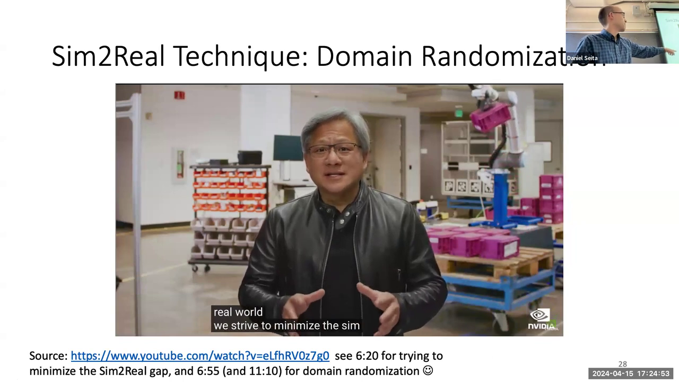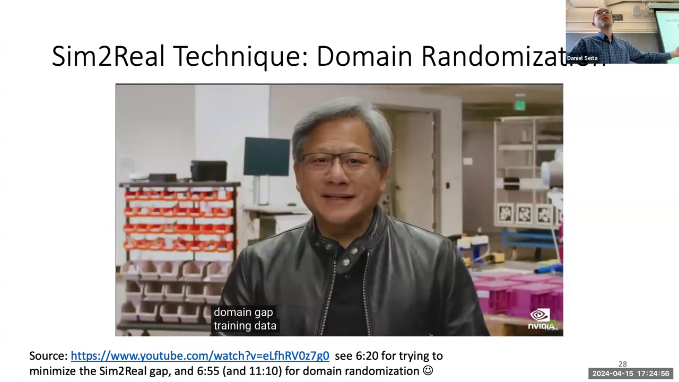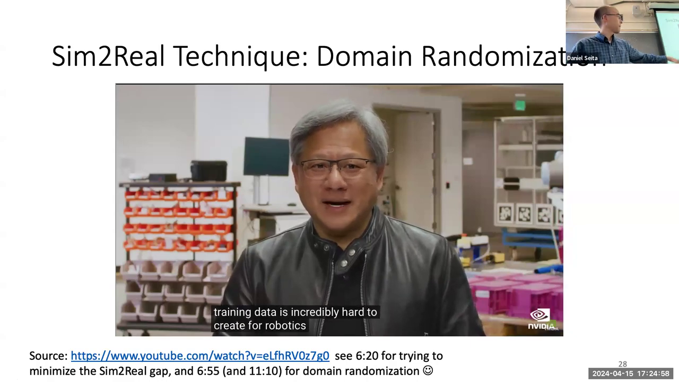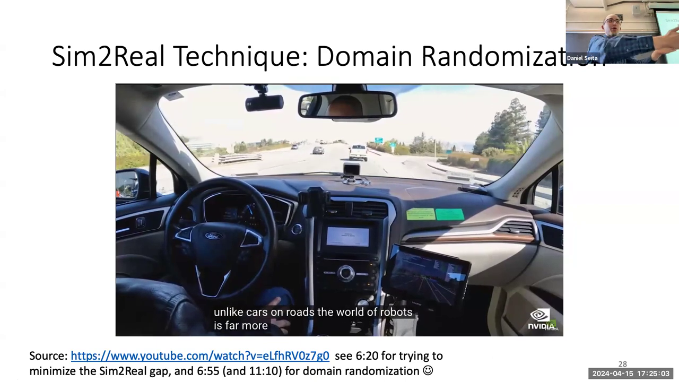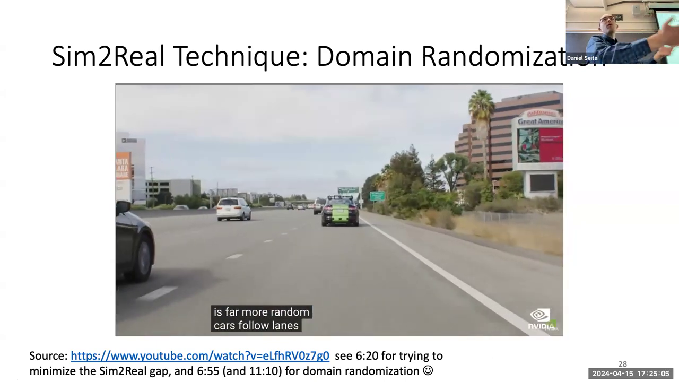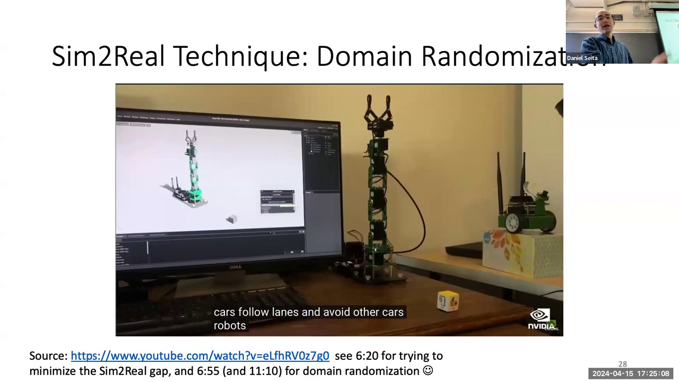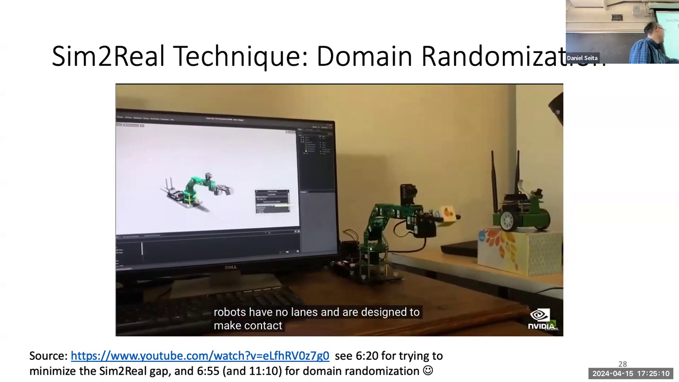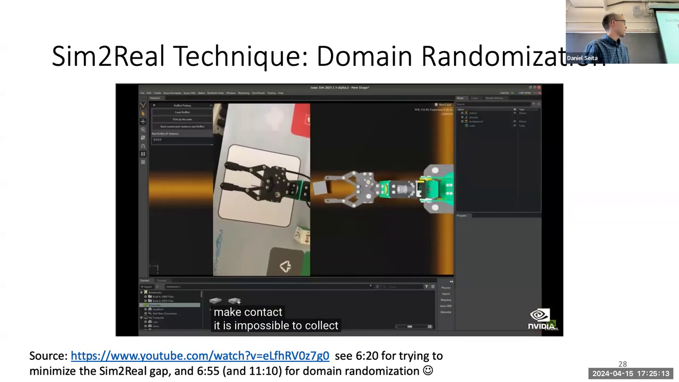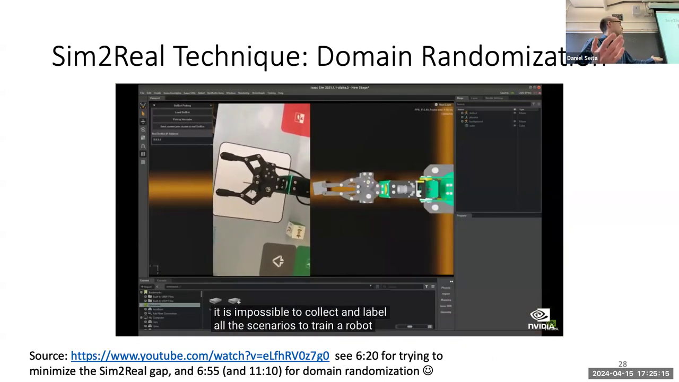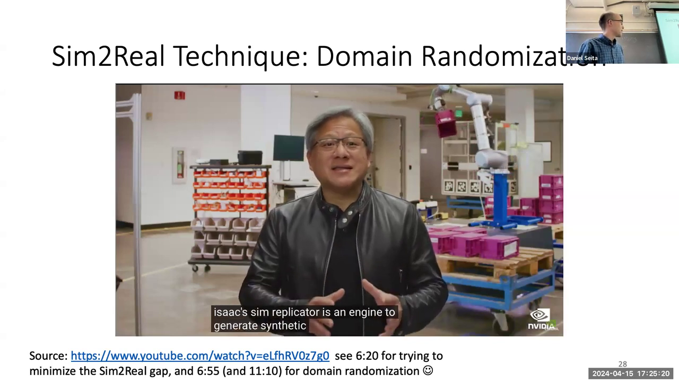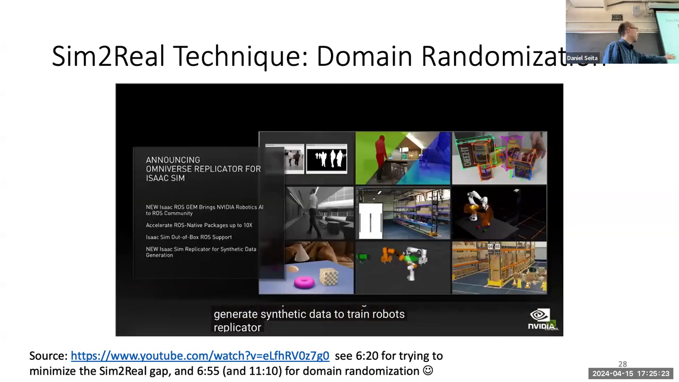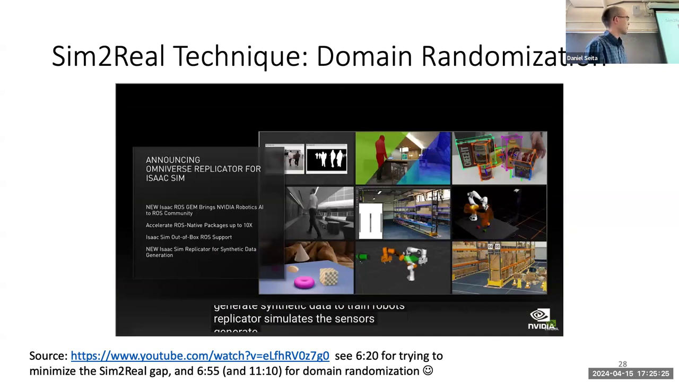So now minimize the Sim2Real gap, which is often something we say in research papers. So in cars, it's more regular than the data that you would get that a robot might see in the home. It's much more irregular. Yeah. It's impossible to collect and label all the scenarios, and then you generate synthetic data, and then they're going to show some domain randomization, I think. Yeah.